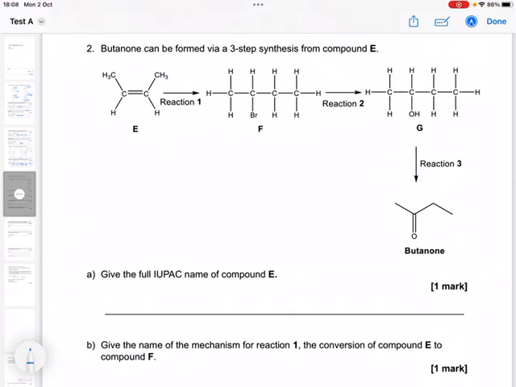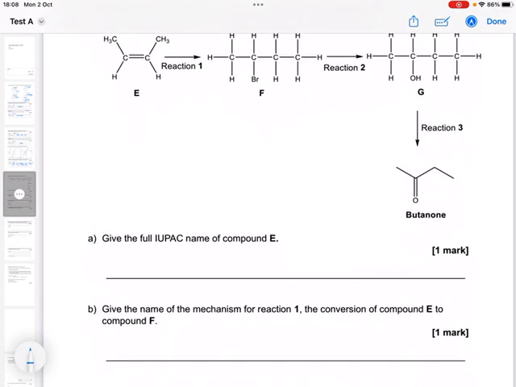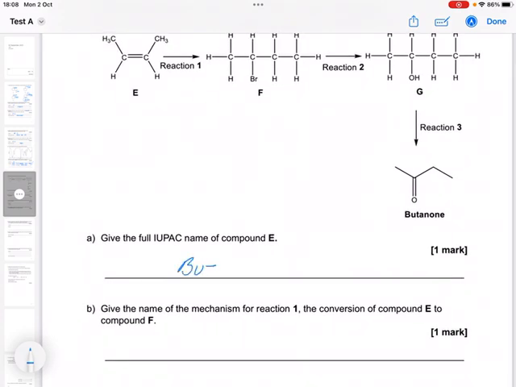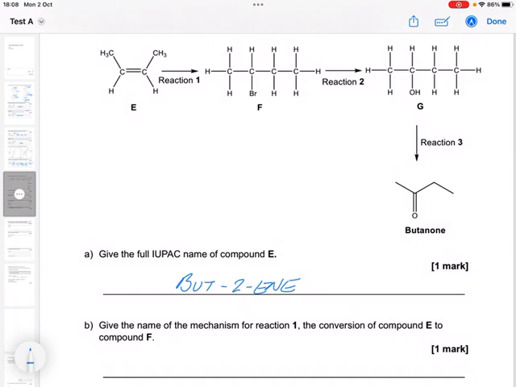Butanone can be formed via a three-step synthesis from compound E. Give the full IUPAC name of compound E. So we've got 1, 2, 3, 4 carbons, which means it is going to be bute. Now carbon 2 to 3, so that's 2-ene. And remember, if you're asked to name something and it seems too simple, it usually is. So the priority groups are on the same side, so it is Z-bute-2-ene.